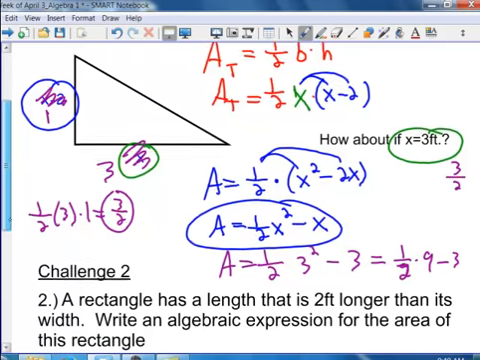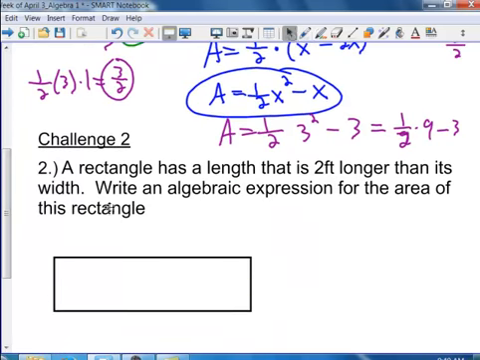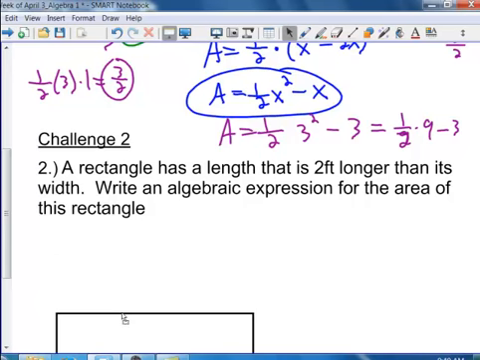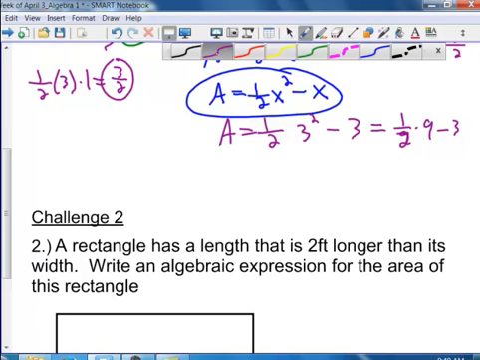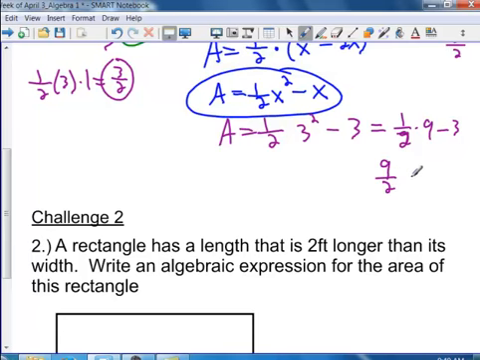So getting a little complicated here, but let's just work on this purple part for a moment. Let's get these things out of our way. So we've got 9 over 2 minus, I guess that'd be 6 over 2. 3 over 3 is 6 over 2. That'd give us an answer of 3 over 2.